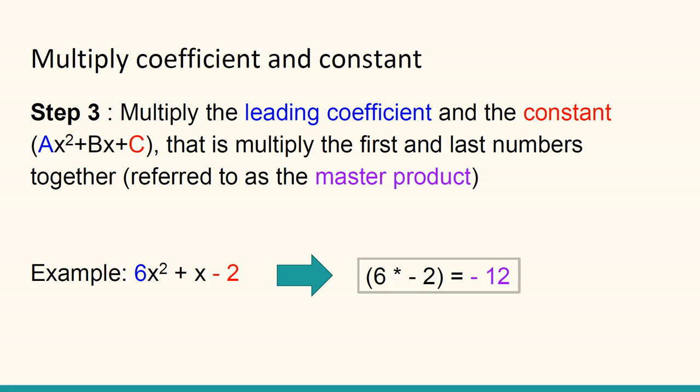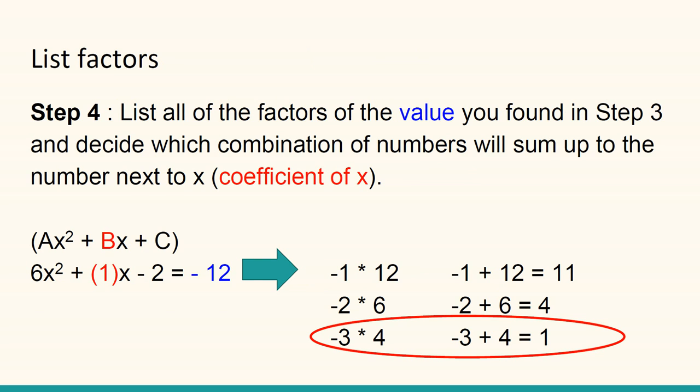The master product is the result of multiplying the leading coefficient and the constant. In this case, we see the leading coefficient is 6 and the constant is negative 2. So if we multiply them together, we get a master product of negative 12. So we're going to use this number in the next step. I see. So for the next step, we have to list all the factors of negative 12. So what are some factors of negative 12?